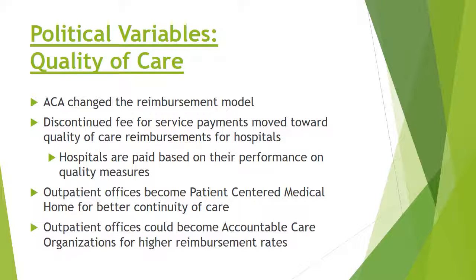Another political debate is that the ACA changed the reimbursement model for both inpatient hospital care and outpatient visits. Reimbursements are based on how the entity meets the quality standards set up by the ACA. Outpatient sites are becoming patient-centered medical homes, one-stop shopping for the patient, and allows the caregiver to better track patient outcomes. A higher reimbursement can be gained by meeting the matrix for being an accountable care organization. This offers even tighter monitoring of care and treatment of patients.